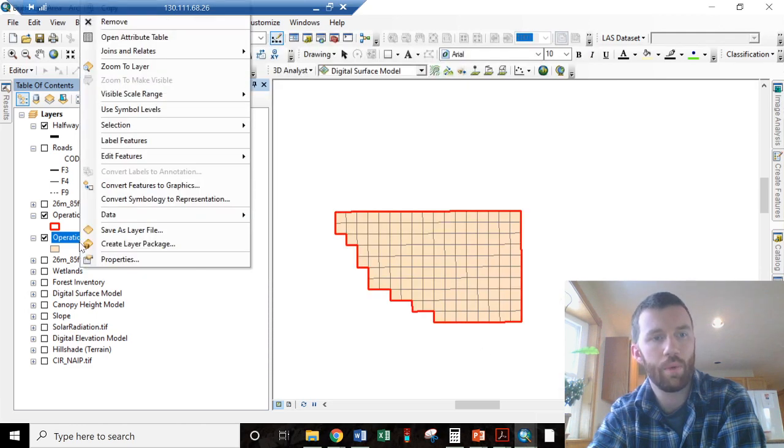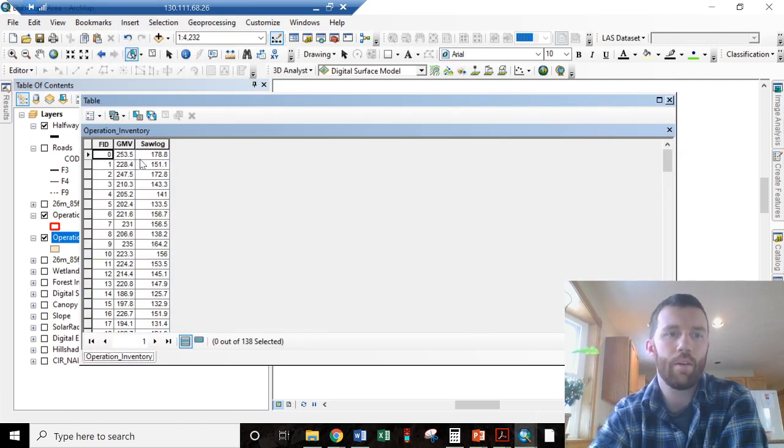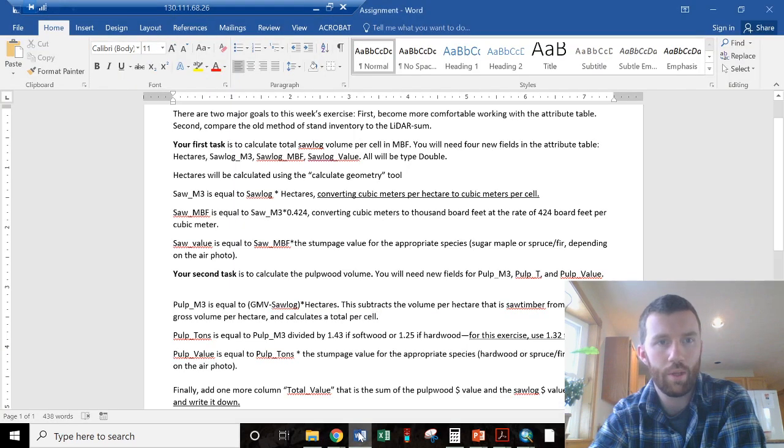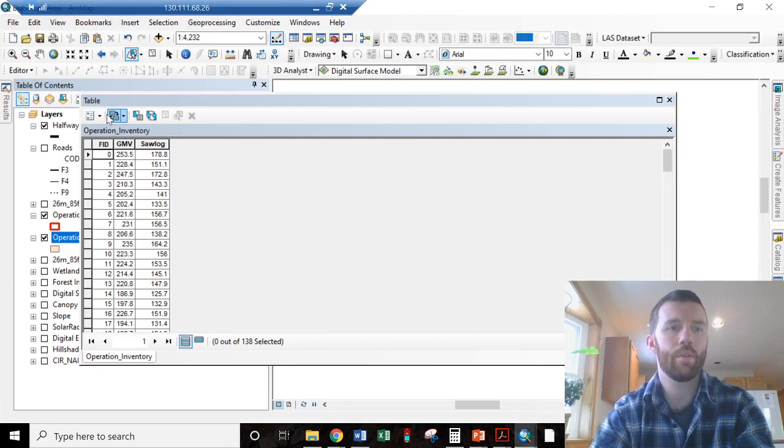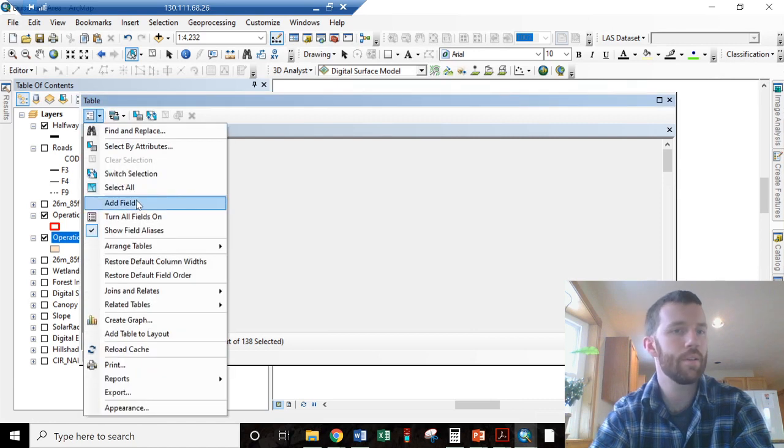So now when I open up this attribute table, right click, open attribute table, I have the gross merchantable volume and the saw log volume. And now I need to create 4 more. So I need hectares, saw log cubic meters, and then saw log 1,000 board feet and saw log value. So let's start cranking out these new fields.